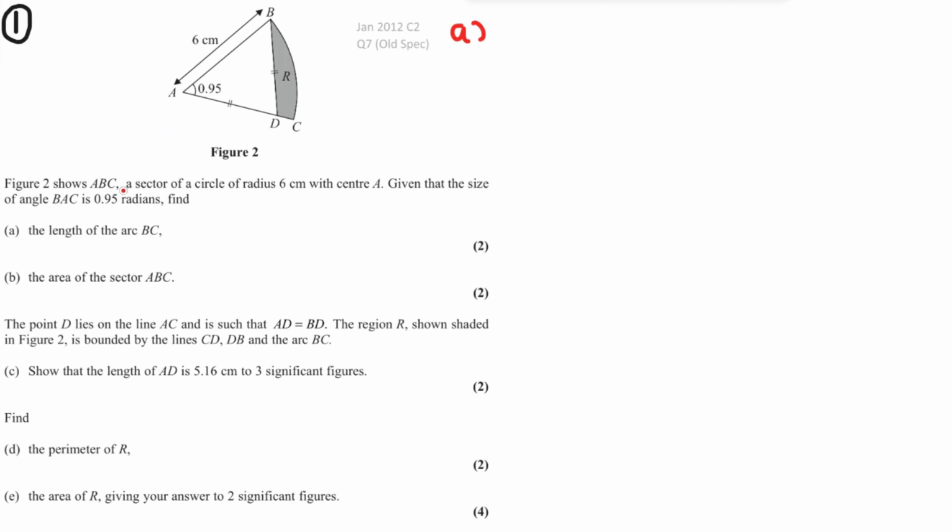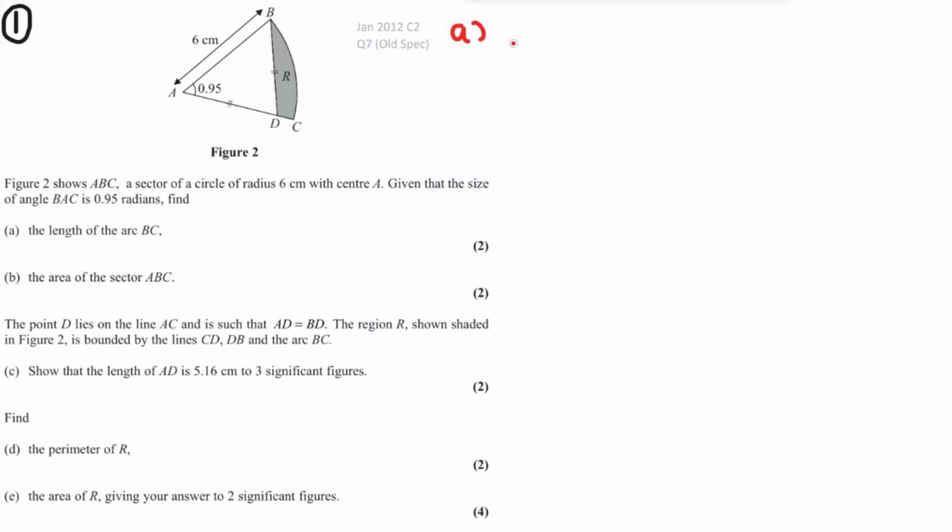Okay, so for question 1, we're given the shape ABC, which is a sector. So this whole thing here is a sector like this, and we need to find the length of the arc BC for part A. So this is this arc here, so this is just the arc of the sector.